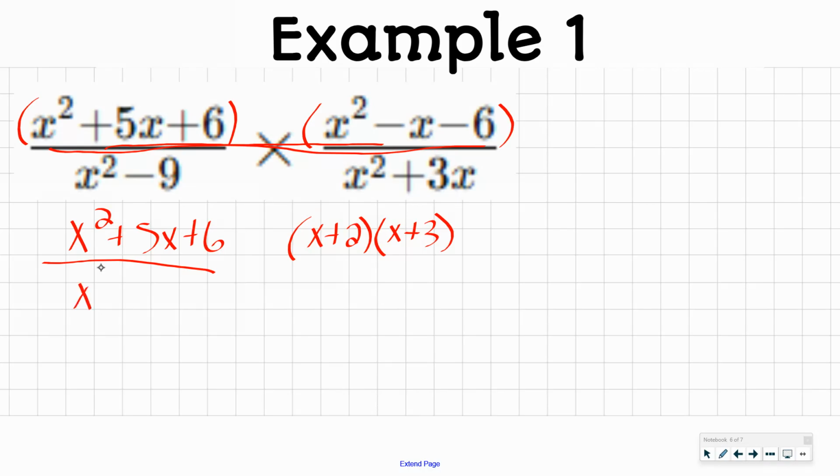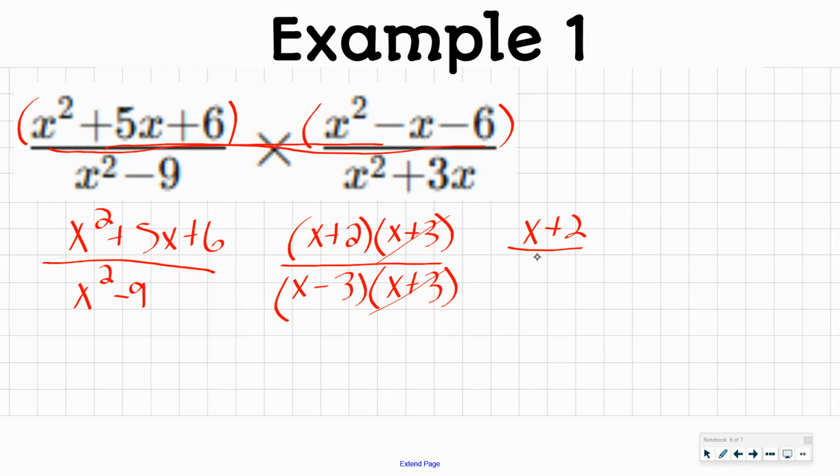I'll show you what we're going to do with x squared minus 9. If you recognize that x squared minus 9 is a difference of squares, you know that simplifies down to x minus 3 times x plus 3. Okay, so now do you see anything that I could eliminate? I hope that you see that this x plus 3 and this x plus 3 are both in the numerator and the denominator, so they can be crossed out. So it just leaves me with x plus 2 over x minus 3. So that is a lot more simple looking than what I started with.